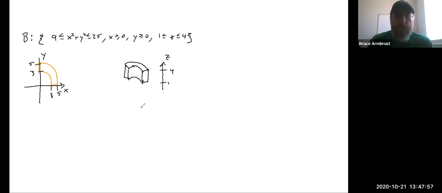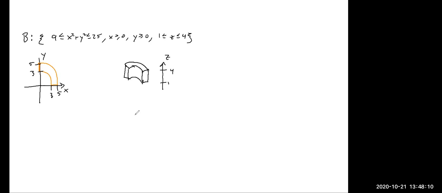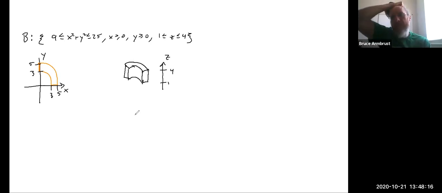All right, so let's think about this one in terms of our different options. So we've got three: rectangular, cylindrical, spherical. What do you think? Which one? I'm thinking cylindrical. Okay, a couple of votes for cylindrical. I definitely like cylindrical.